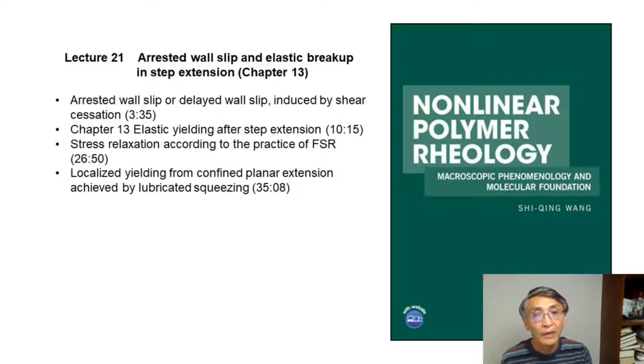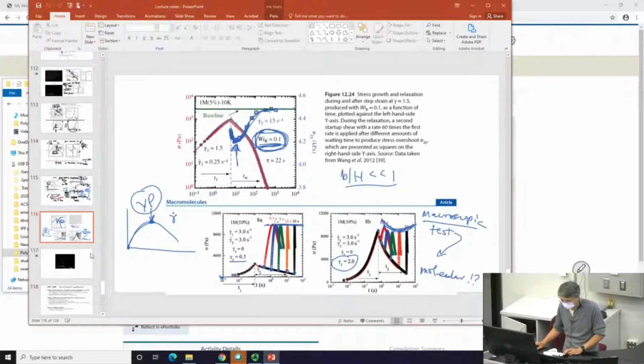After a brief discussion about FSR, how it conducts a stress relaxation experiment, I will spend most of my time on updating the content of this chapter in terms of a new experiment where the localized yielding is observed in a confined case that is basically achieved through squeezing. All right, so let's move on and finish the rest of chapter 12.